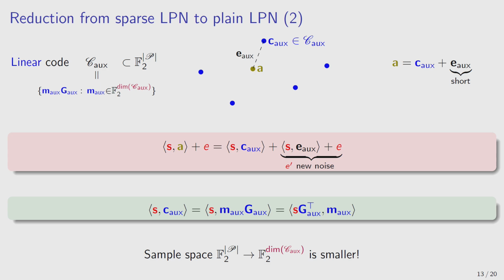You can notice that the codeword c_aux can be written as components of the basis generating the auxiliary code. So you have c_aux equal m times G, and you can just revert the position of the matrix to get this quantity here. The important thing is that this quantity, m_aux, and this new quantity on the right live in a space of smaller dimension, in F2 to the dimension of the auxiliary code. This is what will give you your advantage. Of course, your new secret is just a linear combination of the old secret, but you have gained.